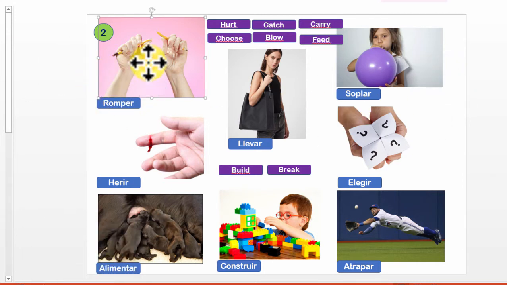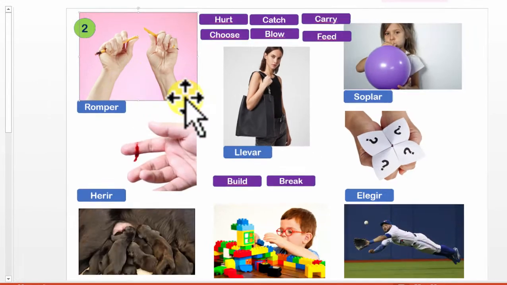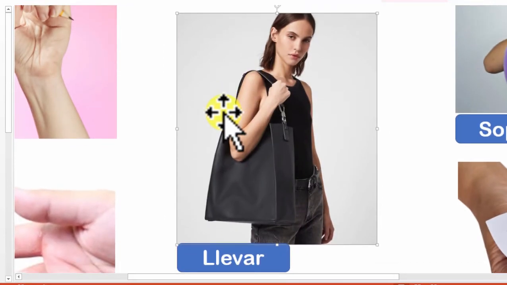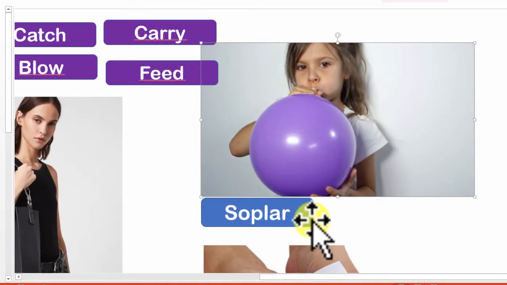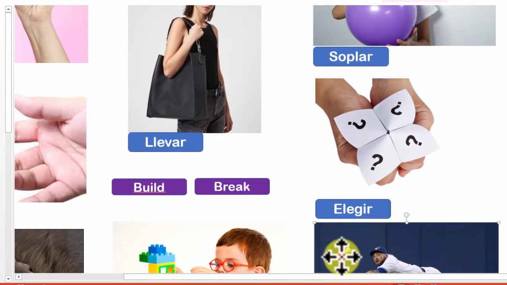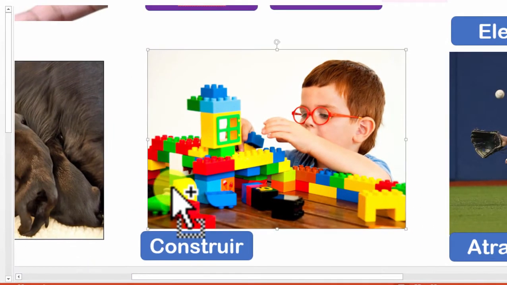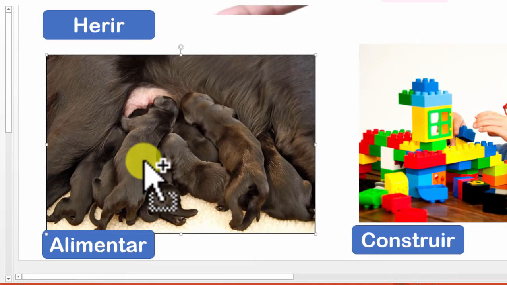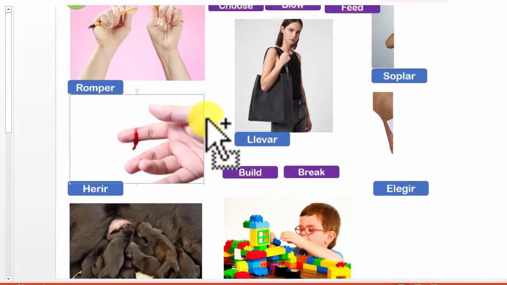Seguir aprendiendo. Entonces dice, miremos romper. Muy bien, romper. Recuerden que primero deben conceptualizar en español, llevar, es decir, tener muy claro lo que significa llevar, soplar, elegir, atrapar, construir, alimentar, herir. Muy bien, entonces vamos con los verbos.